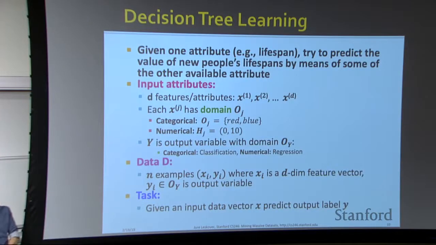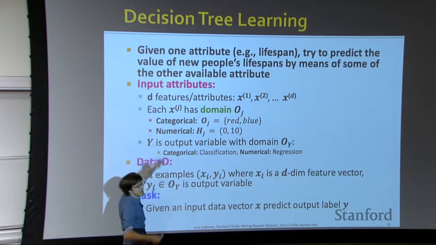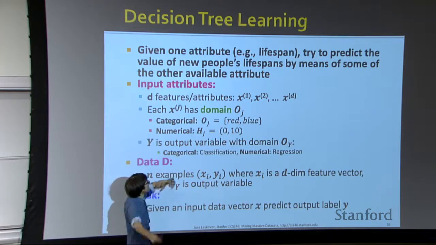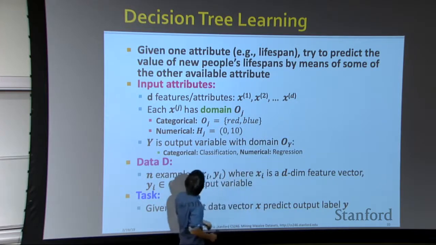Here is how we think of this. We'll be given an attribute, and let's say that we want to predict the value of people's lifespan by means of some other attributes of that person. So you could imagine that for every person, I want to predict their longevity, so every person will be represented by D numbers, the D features, X1 to XD.